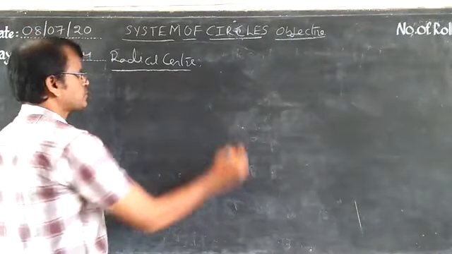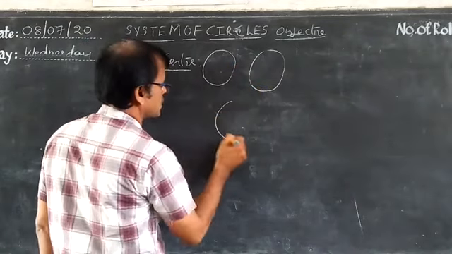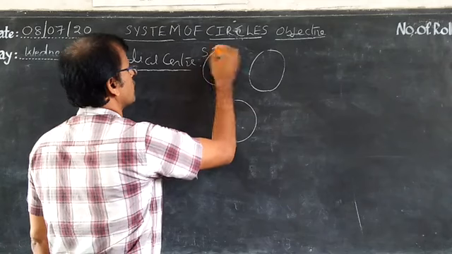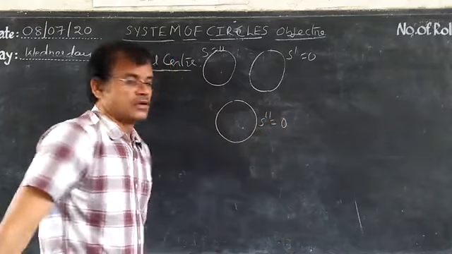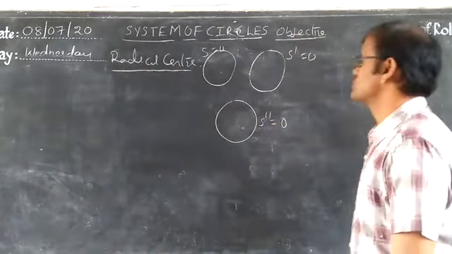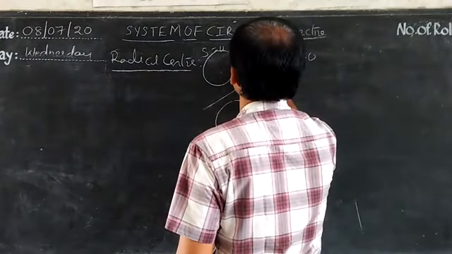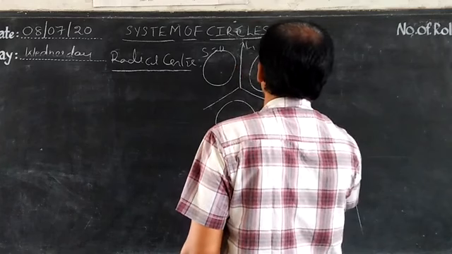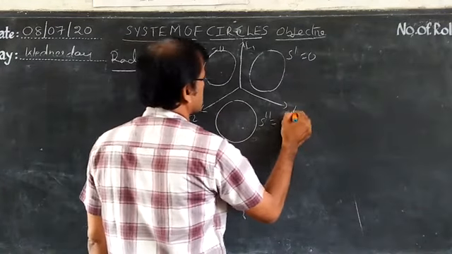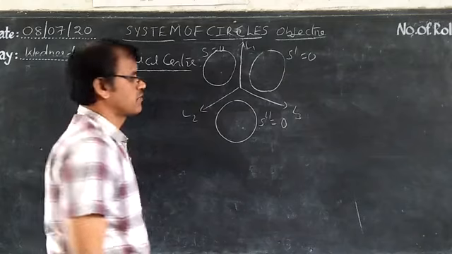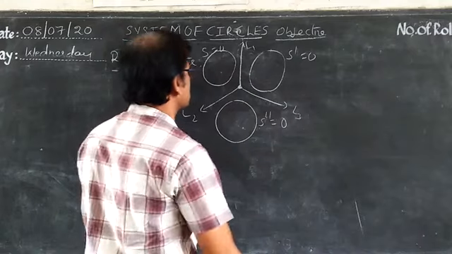So here we can understand that S equal to 0, S' equal to 0 and S'' equal to 0 are three circles. Then the line L1 is the radical axis of S, S', and line L2 is the radical axis of S, S'', and the line L3 is the radical axis of S', S''. This is the radical center, the point of concurrence of the radical axes.